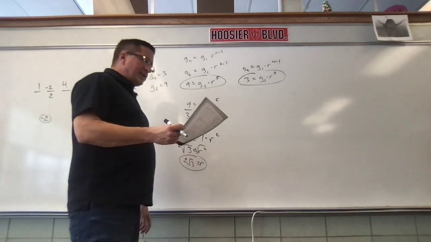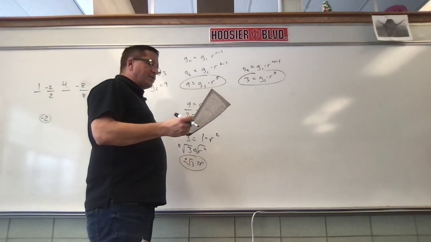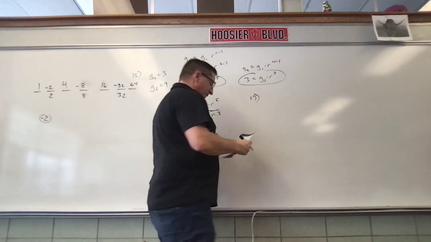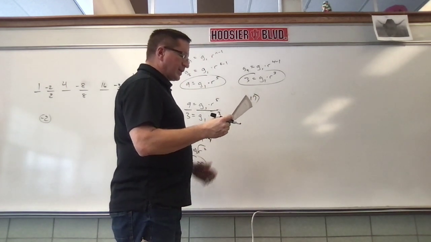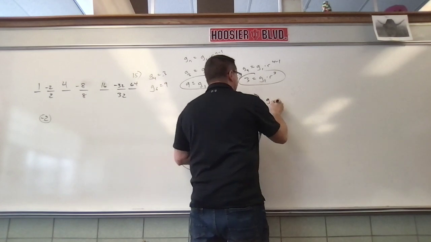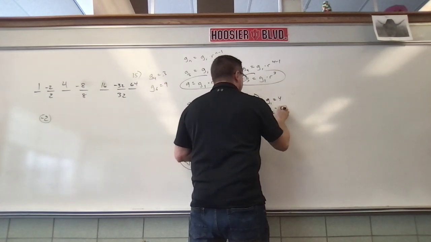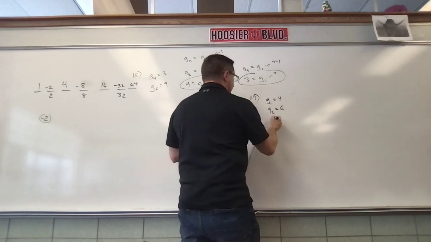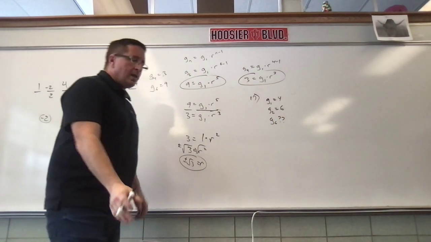Okay, it says, find the sixth term of the geometric sequence whose first two terms are 4 and 6. So they give us the first two terms are 4 and 6. So g sub 1 is 4, and g sub 2 is 6. They want what? The sixth term. I want g sub 6. What is g sub 6?